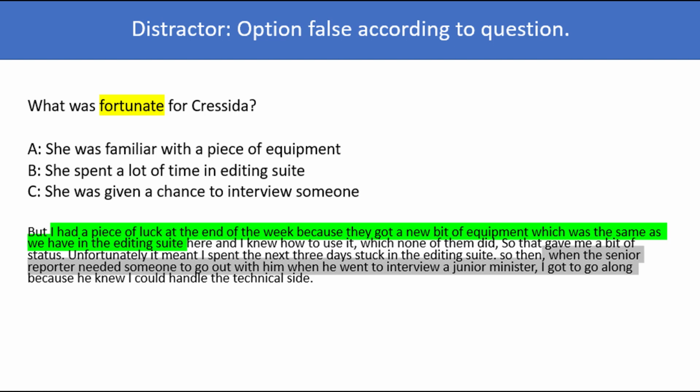Cressida, the speaker says that she went with her senior who was going to have an interview of a junior minister. The senior had the interview, not Cressida. Option C does mention the interview, but it says that Cressida got a chance to interview that person, which means that according to this option statement, it was Cressida who went for the interview, who took the interview? Well, it's not Cressida if we look at the audio. It's her senior. So option C is false and therefore incorrect.